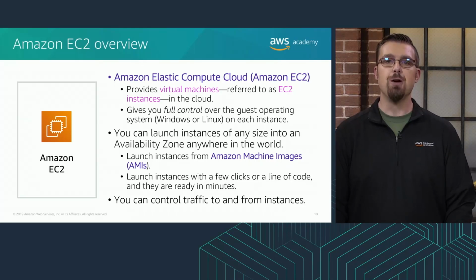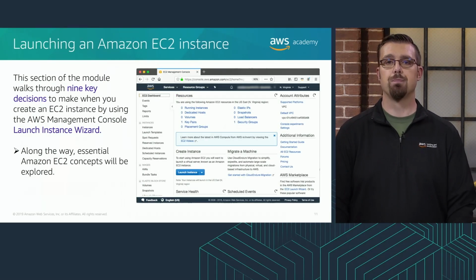With Amazon EC2, you can launch any number of instances of any size into any availability zone, pretty much anywhere in the entire world, in a matter of minutes. Instances launch from Amazon Machine Images, or AMIs, which are effectively virtual machine templates. You can control traffic to and from these instances by using security groups.